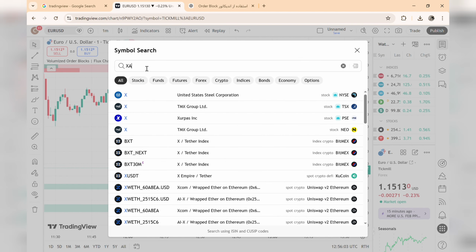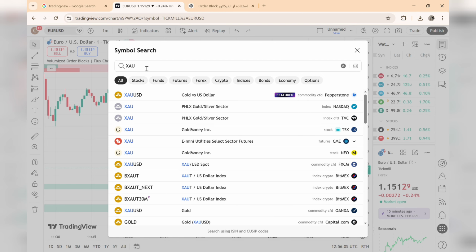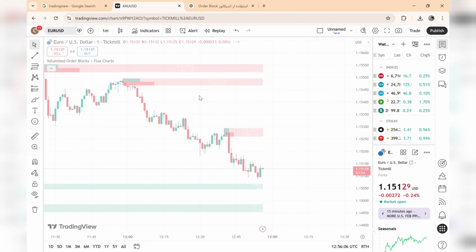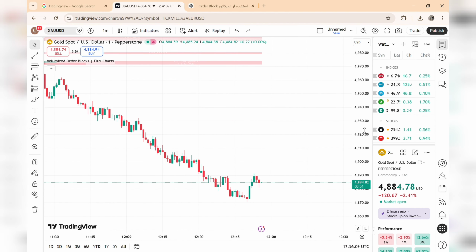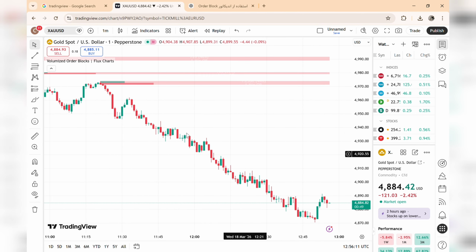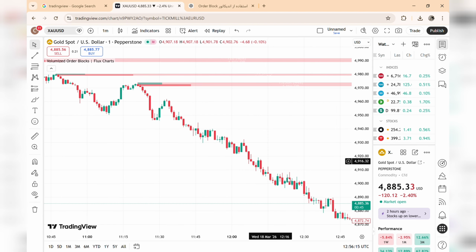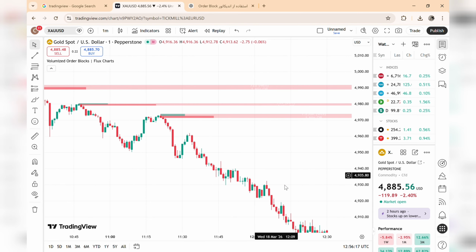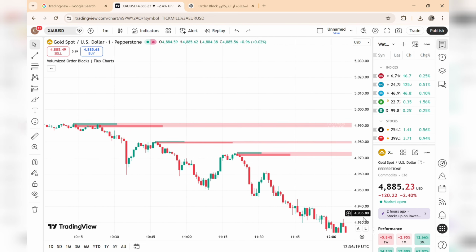Now, looking at this specific chart, the lower green zone shows a strong reaction where price moved up aggressively. That confirms that smart money entered there. The middle green zone has already been tested and price reacted again. That makes it a valid area for potential buy setups.